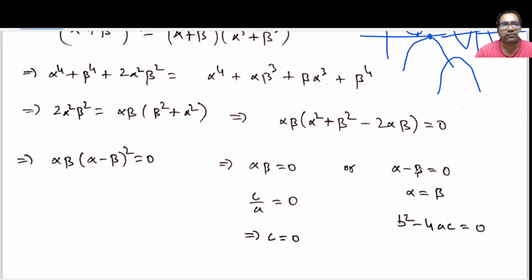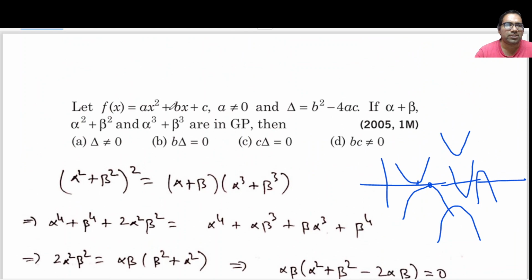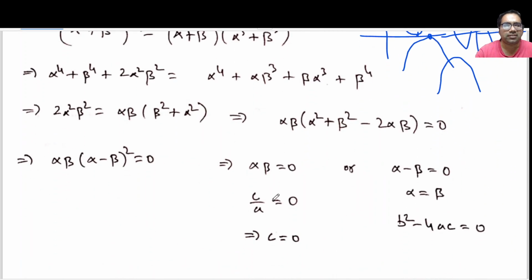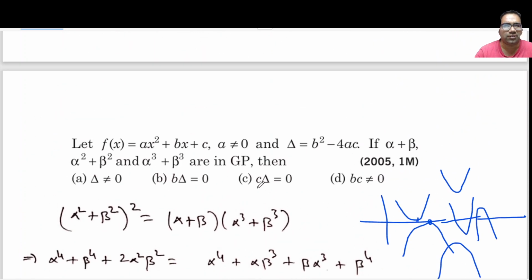So here alpha equals beta. That means b square minus 4ac should be 0, or alpha beta equal to 0. What is alpha beta? Product of the roots. Product of the roots is c by a. c by a should be 0, which means c has to be 0. Either c has to be 0 or b square minus 4ac equals 0. That means c delta equals 0. Either this is 0 or this is 0, in either case c delta is 0.